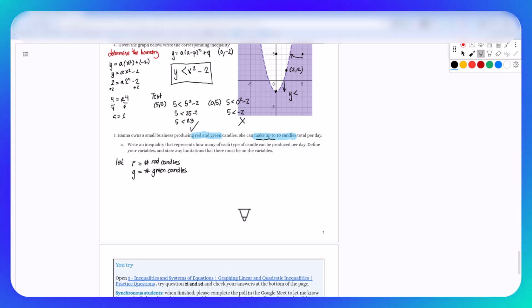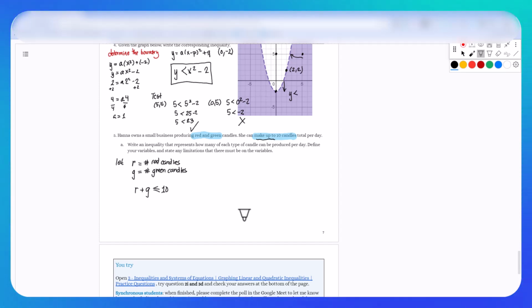So let's say R plus G, which would be the total number of candles she makes, it could be less than 10, but it could also be equal to 10. So R plus G is going to be less than or equal to 10.